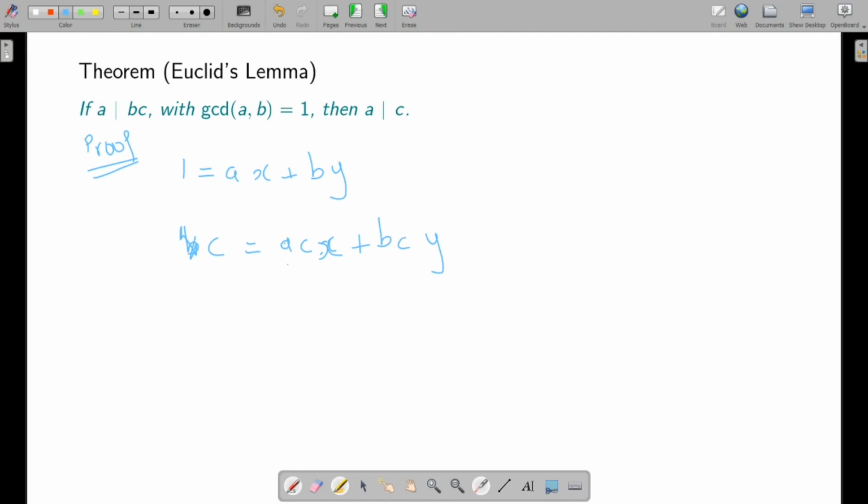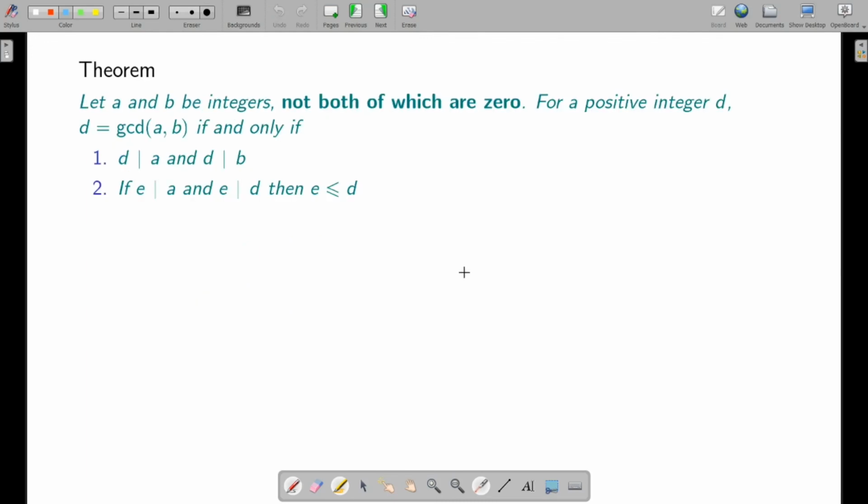Now what can you see here? You can see that A divides this term, and also, since A divides BC, A divides this term. Since A divides both these terms, A divides any linear combination of these terms, which means that A will have to divide C. It's a very simple proof, called Euclid's lemma. Keep note of this fact. This is used very often. You don't have to memorize these things. They are quite natural.